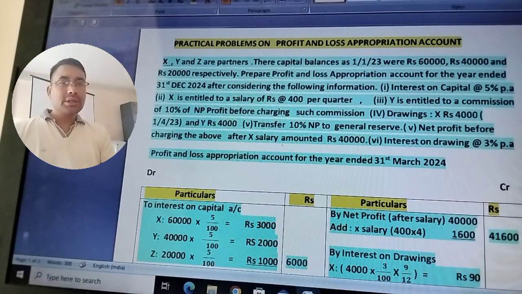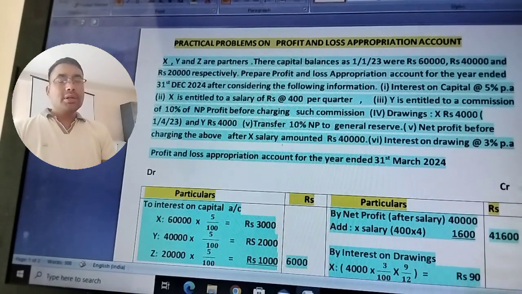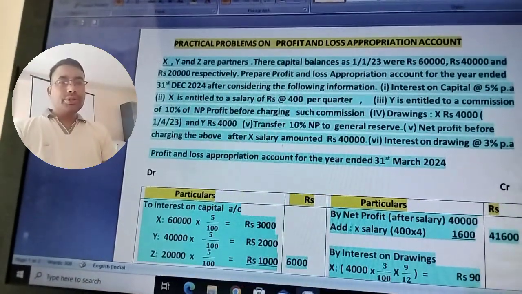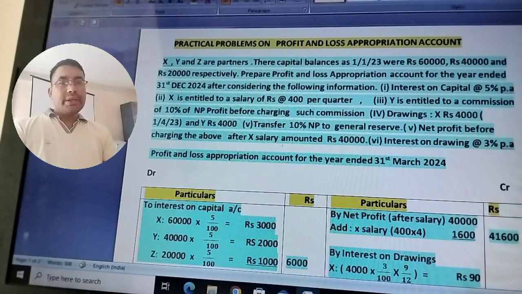I'm proceeding stepwise. So today the question is: X, Y, and Z are partners. Their capital balances as on 1st January 23 were 60,000, 40,000, and 20,000 respectively. Prepare profit and loss appropriation account for the year ended 31st December 2024 after considering the following information. Interest on capital at the rate of 5% per annum. It is quite easy. It was given in every question.